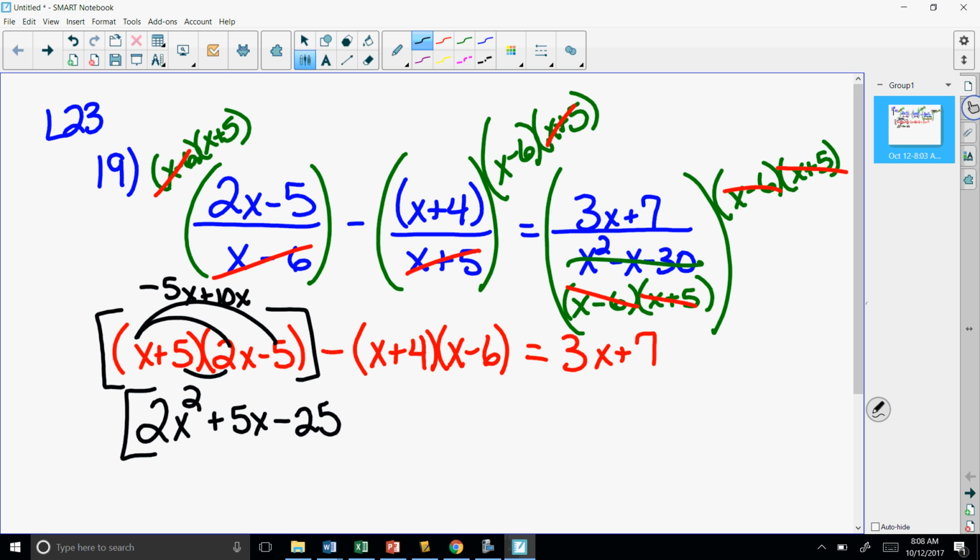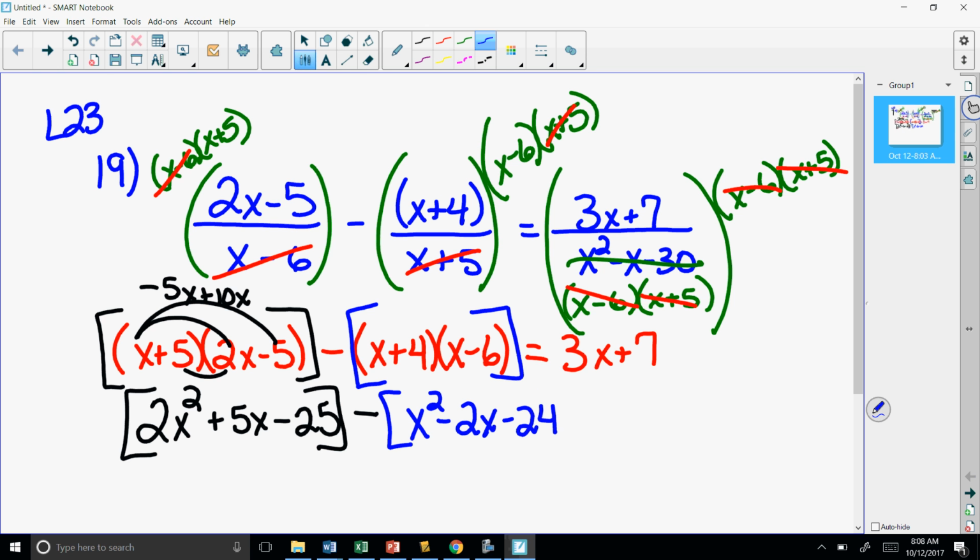So I'm going to take that value, and I'm going to subtract from it this second quantity, which I'm going to put in blue brackets. If you multiply that out, you get x squared minus 2x minus 24. Are you okay with that?